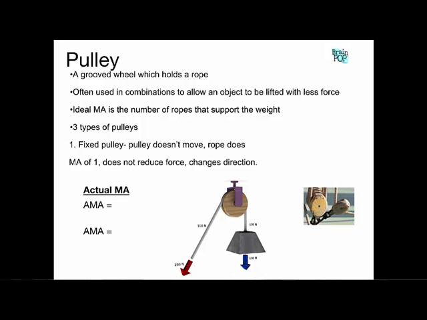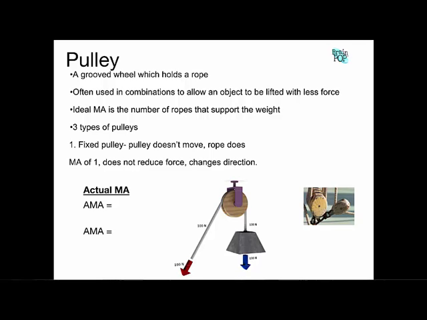About pulleys. So I've shown you a few examples of pulleys around the room. And a pulley is basically a wheel with a groove in it, usually. A grooved wheel that has a string or rope that winds around it.